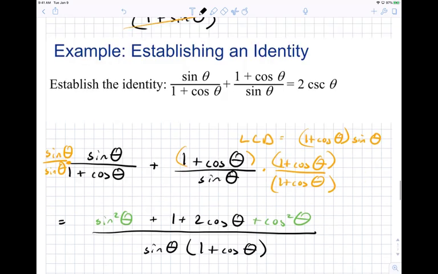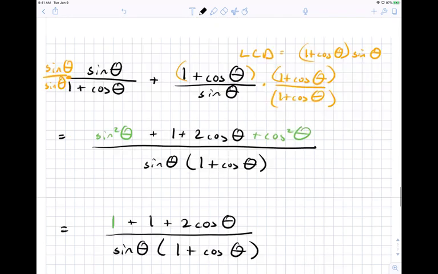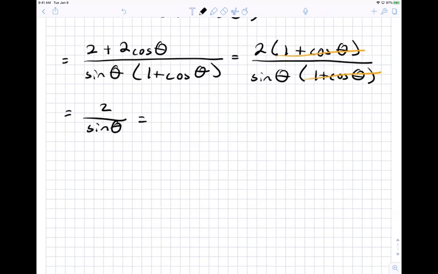We have 2 plus 2 cosine. When you get to the equal sign, it's just 1, 2. So what happened to that other 2?